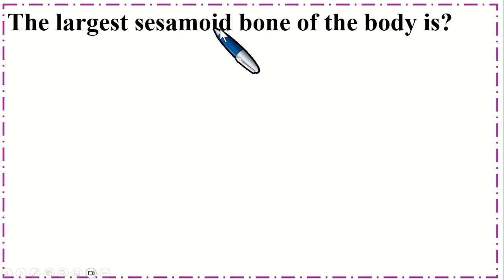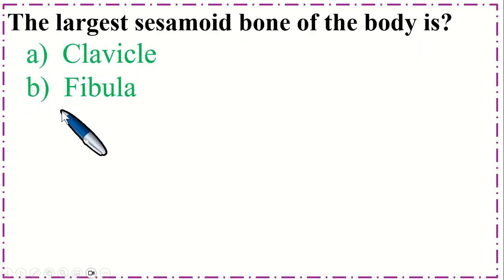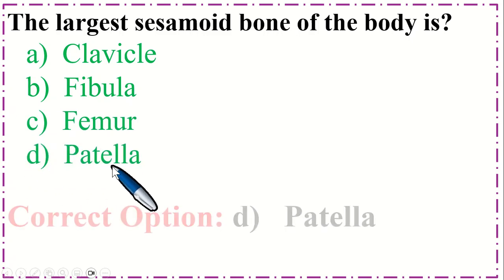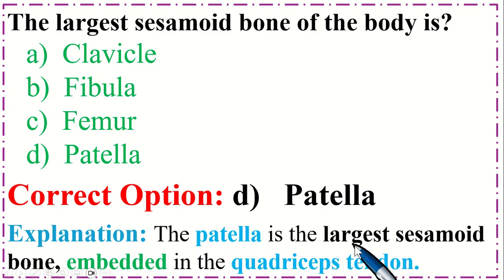The largest sesamoid bone of the body is option A. Clavicle, B. Fibula, C. Femur, and option D. Patella. So the correct option is D. Patella. The patella is the largest sesamoid bone embedded in the quadriceps tendon.